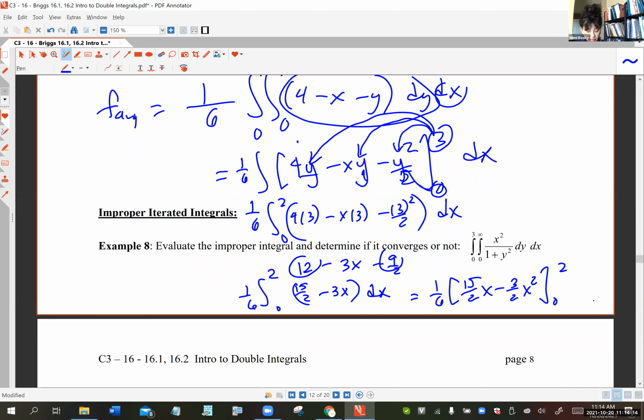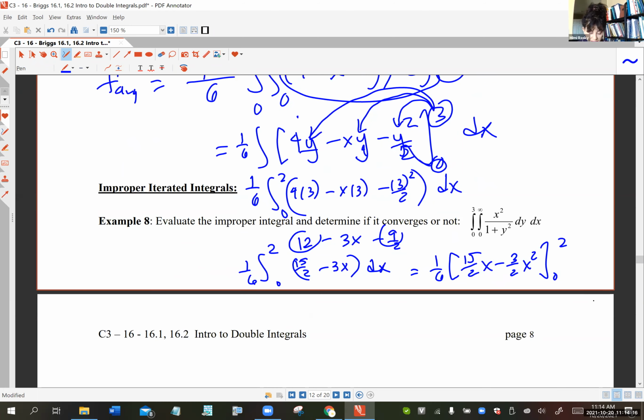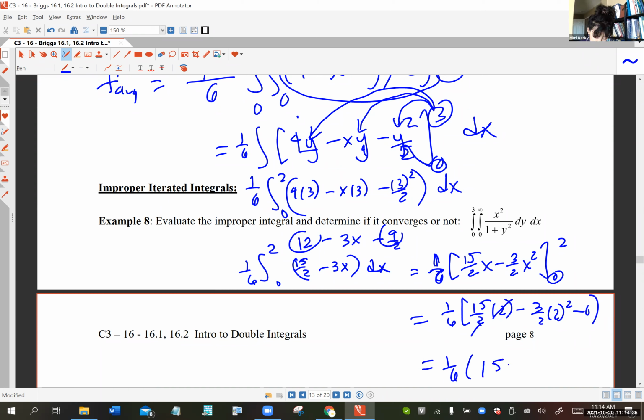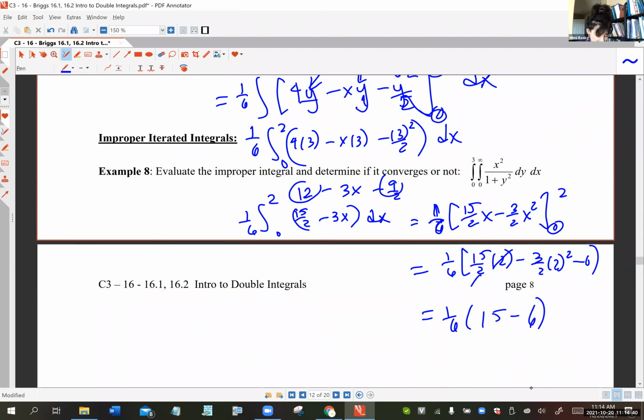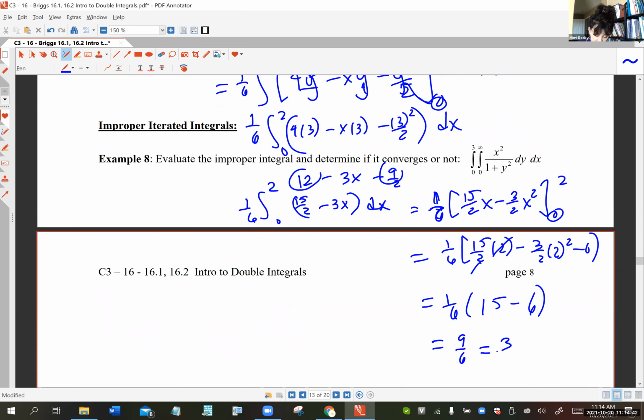And so my antiderivative looks like 15 halves x minus 3 halves x squared. And we're still multiplying by the 1/6. And then when we substitute these limits, 15 halves times 2 minus 3 halves times 2 squared, and the 0 will just give us a bunch of zeros. And then I get 1/6 times, the 2's cancel. Nice. 15 minus 6. And I get 9/6, but that reduces to 3 halves. Fine. Okay, and that's the average value for the function on that region.